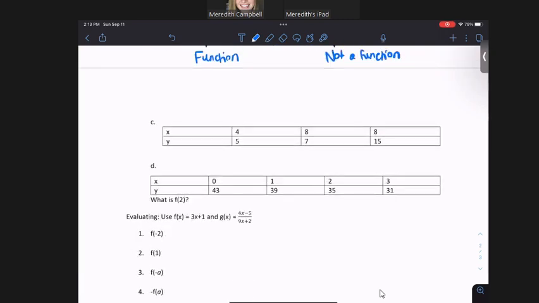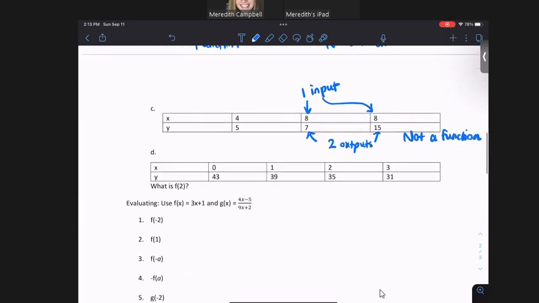In this table, for the one input of 8, we have two outputs. And so that's not a function. But for this one we have one input, one output, so this one is a function.